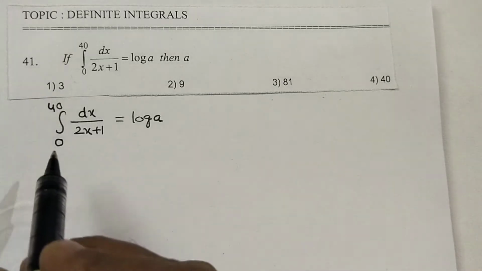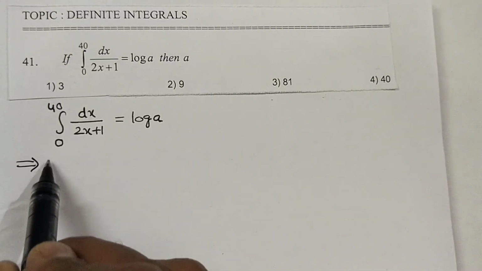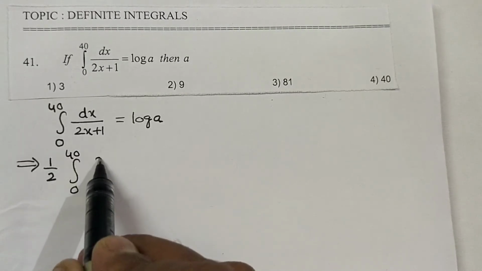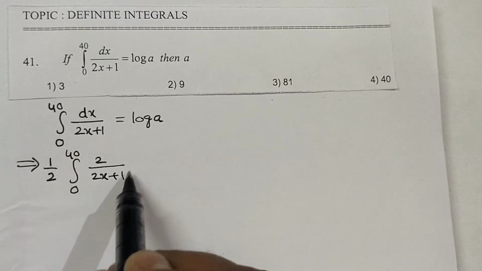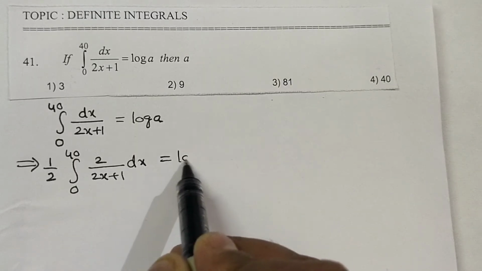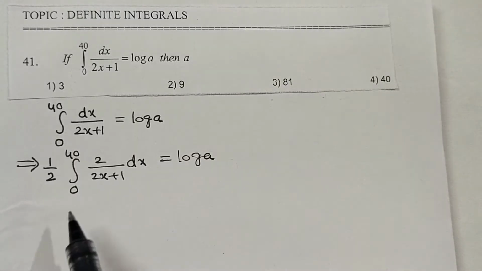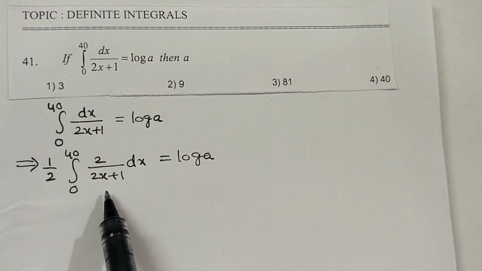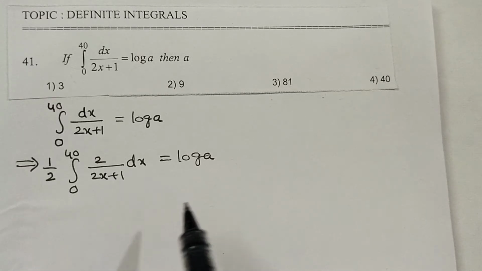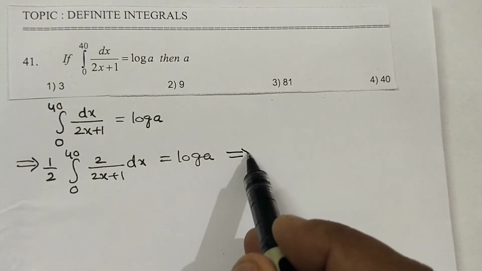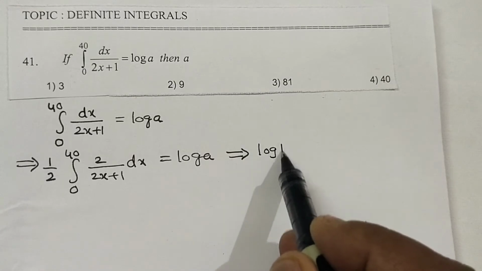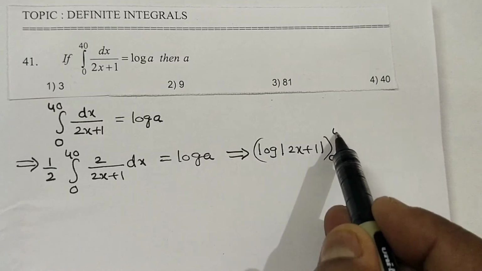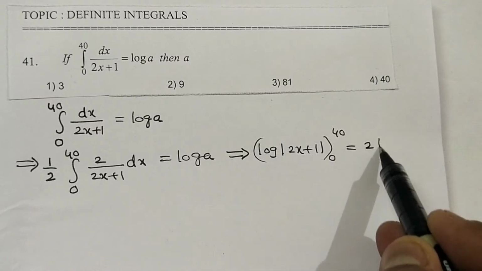So, multiplying and dividing by 2 for the given integral, 1 by 2, integral 0 to 40, 2 by 2x plus 1 into dx is equal to log a. So here the constant 2 we can take this side and it becomes f dash of x by f of x into dx. So, direct step I am writing, that implies log mod 2x plus 1 applying the limits 0 to 40, which is equal to 2 into log a.